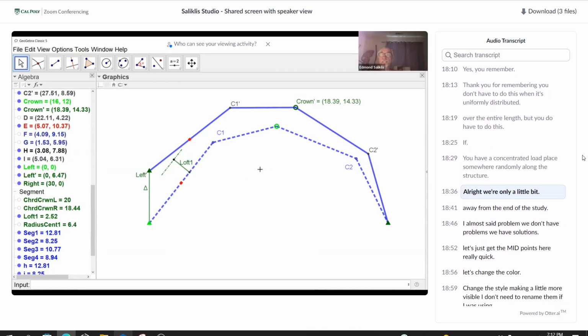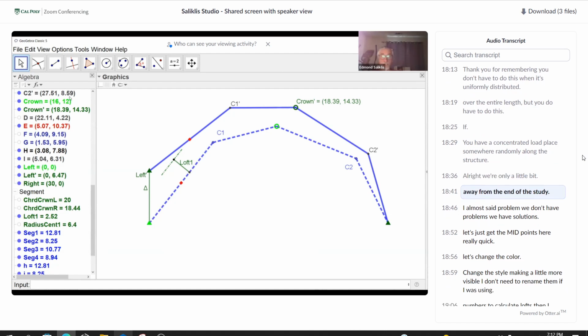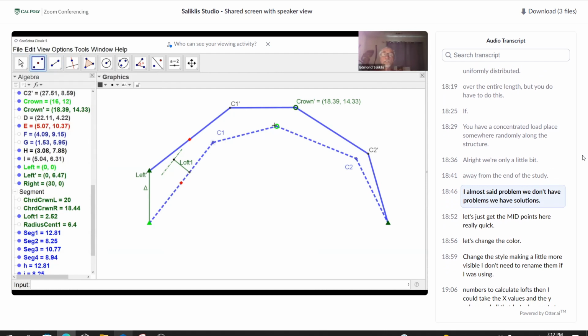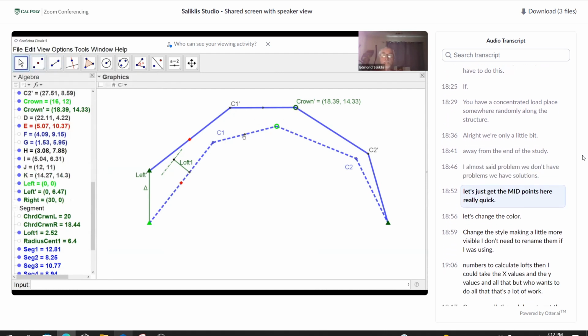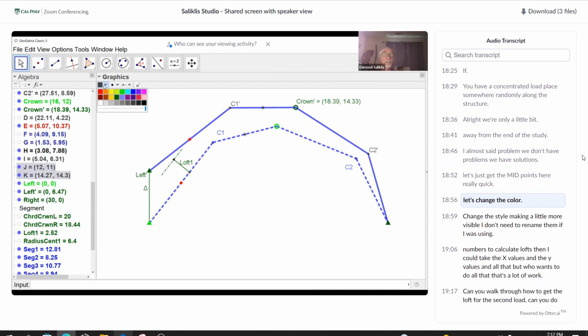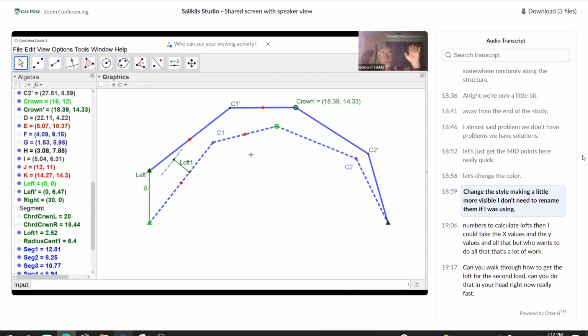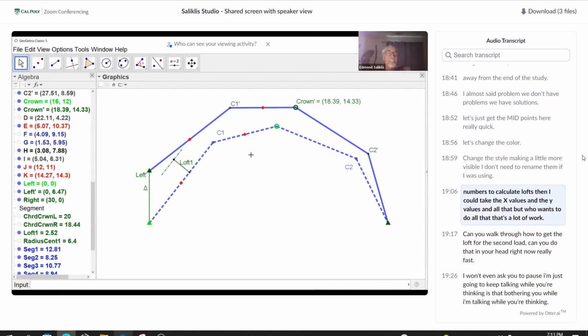All right, we're a little bit away from the end of the study. I almost said problem. We don't have problems. We have solutions. Let's just get the midpoints here really quick. Let's change the color, change the style, make it a little more visible. I don't need to rename them. If I was using numbers to calculate lofts, then I could take the X values and the Y values and all that, but who wants to do all that? That's a lot of work.